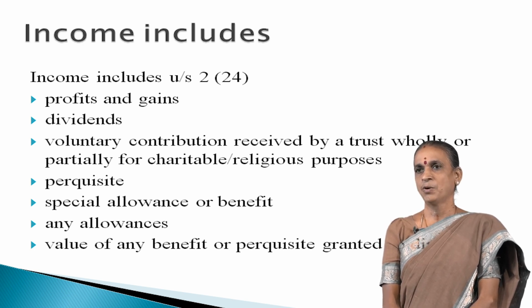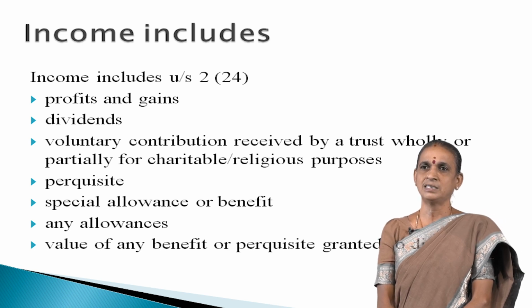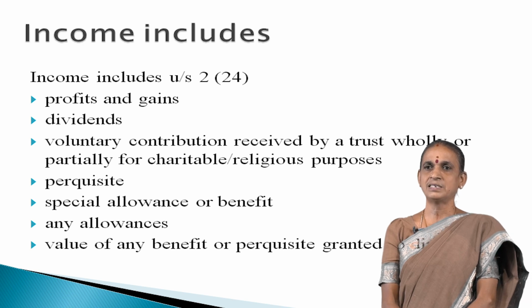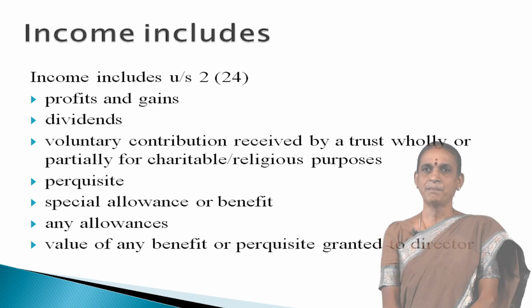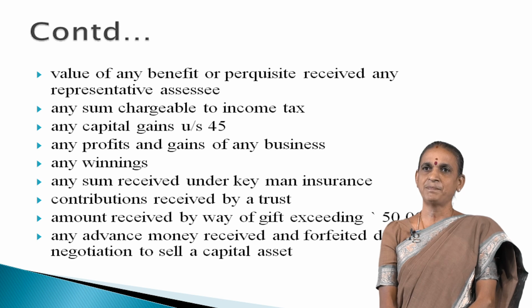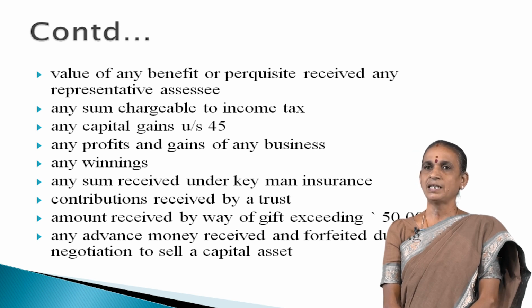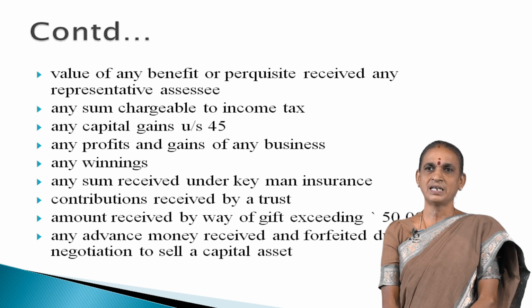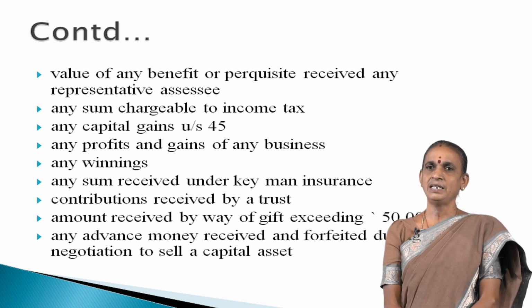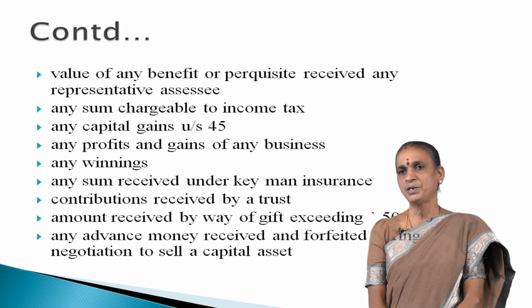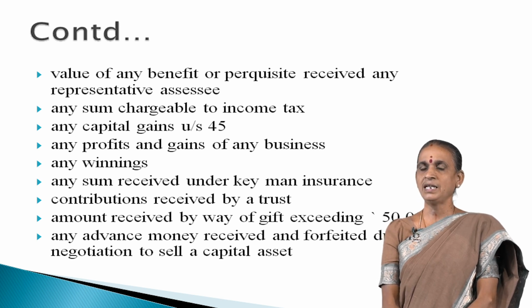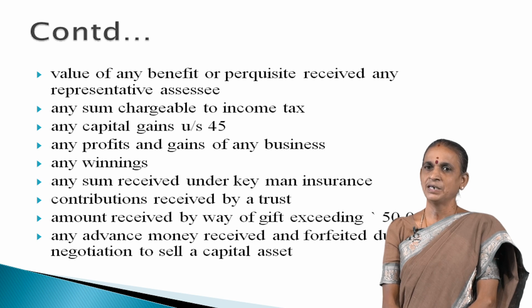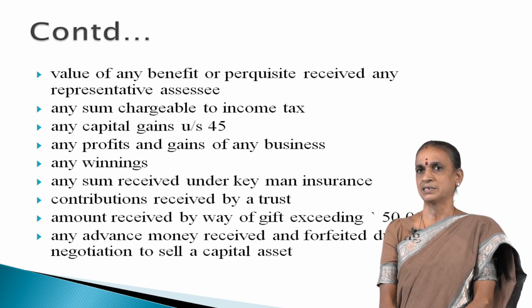contribution received by a trust wholly or partially for charitable or religious purposes, perquisite, special allowance or benefit, any allowances, value of any benefit or perquisite granted to a director of a company, value of any benefit or perquisite received by any representative assessee, any sum chargeable to Income Tax Act, any capital gain under section 45, any profits and gains of any business, any winnings, any sum received under keyman insurance, contributions received by a trust, amount received by way of gift exceeding rupees 50,000, any advance money received and forfeited during negotiation to sell a capital asset.